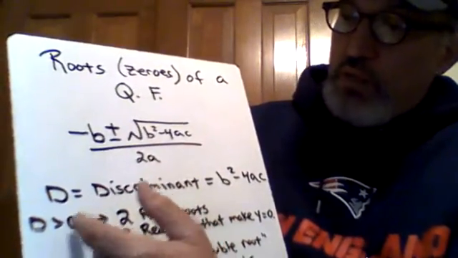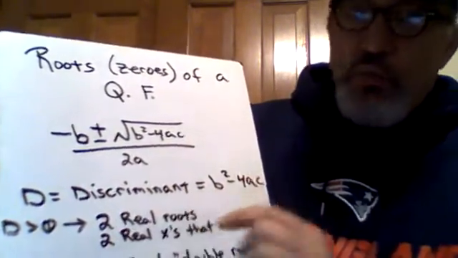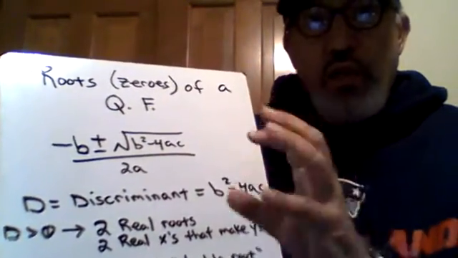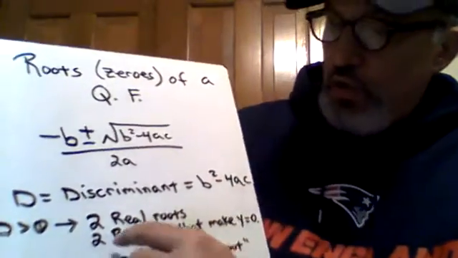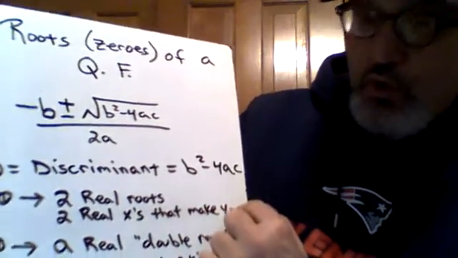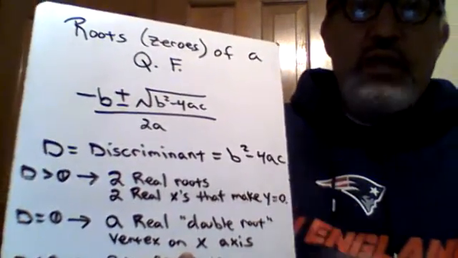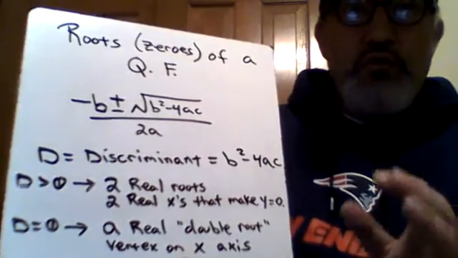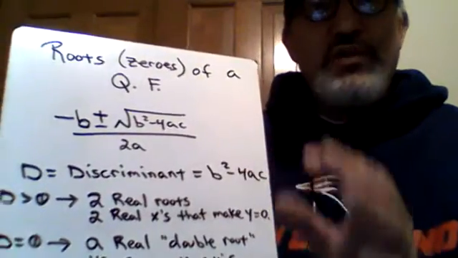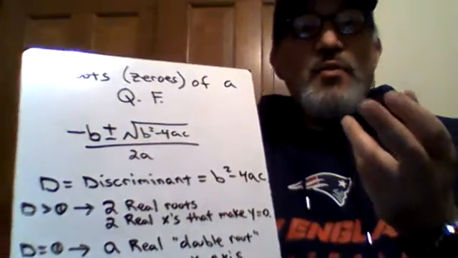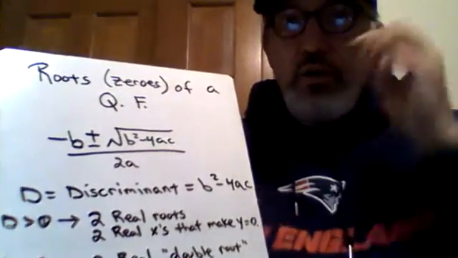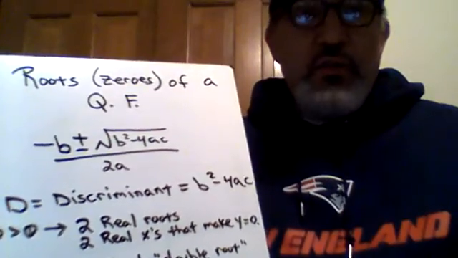So when the discriminant is greater than 0 or positive, there will be two real roots, one with a plus sign, one with a minus sign. Two real numbers that will make the function equal to 0. Two real x's that will make the graph of the function cross the x-axis. When the function is equal to 0, the graph of the function is on the x-axis. And there are three possibilities. There can be two places where the graph crosses the x-axis.